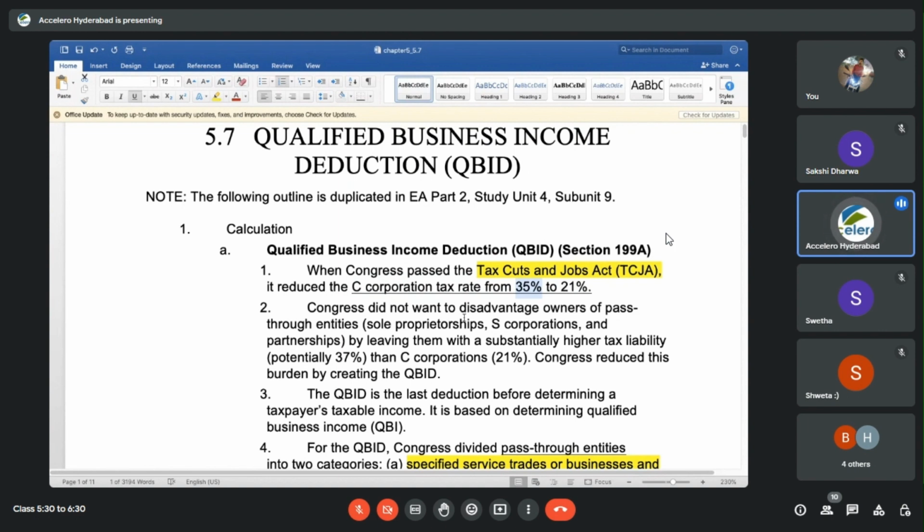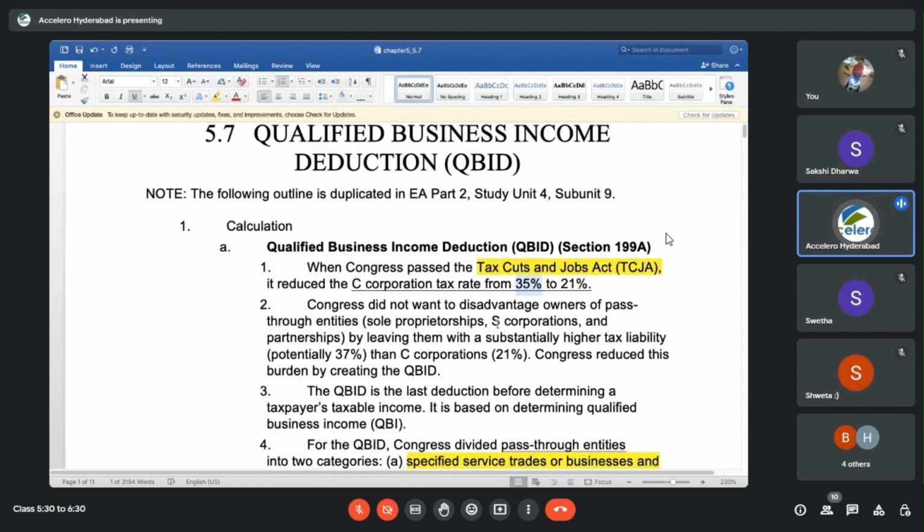So Congress understood that, and they said, fine, whatever you're saying is making sense. We cannot reduce your tax rate, but if you have business income coming from any of those pass-through entities, we will give you a very significant deduction. Effectively, that deduction will reduce your effective tax rate. If you're falling in the 25% bracket, the tax slab will be 25% only. But if the taxable income is reduced, your effective tax rate is also reduced, right? Your tax liability on the total income is lower.